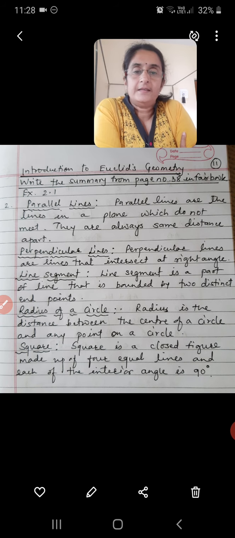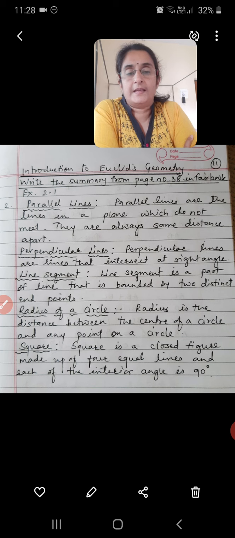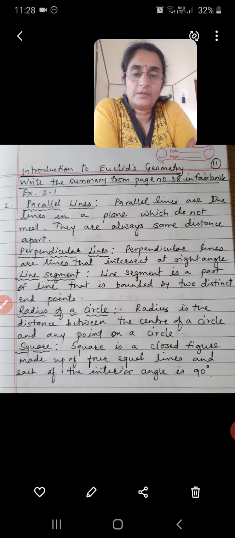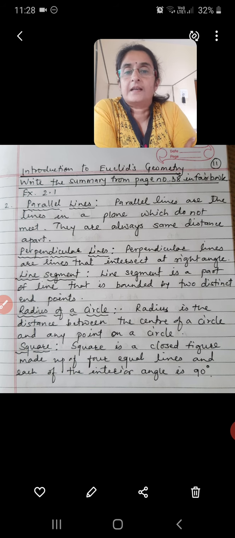I have forwarded 2 links for the explanation of this lesson. Go through this. Then afterwards write the summary from page number 38 in your fair book. Afterwards we are going to solve the exercise.